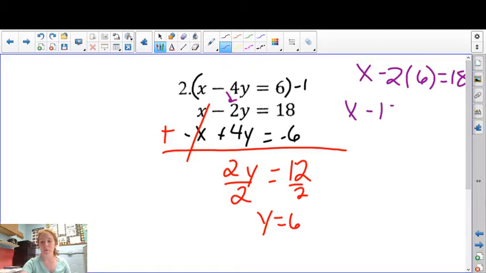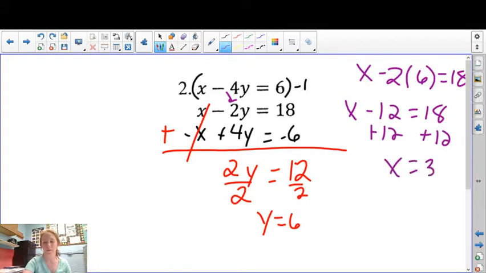So then I get x minus 12 equals 18, add 12. x is equal to 30.